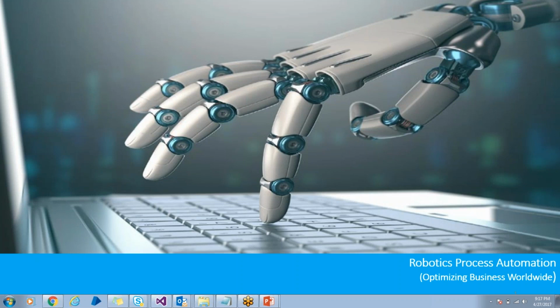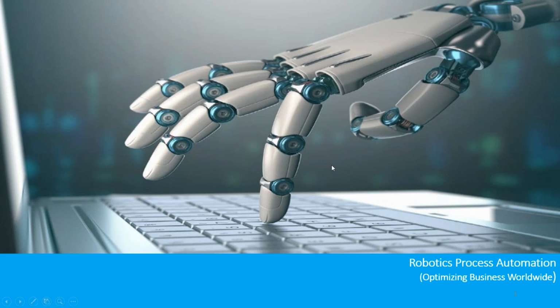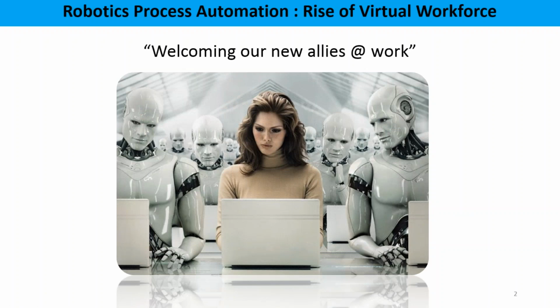So, moving forward, what is robotic process automation? Guys, please stay on mute, and whenever required, you can unmute and discuss. Robotic process automation is the rise of a virtual workforce. That means that down the line, in 5 or 6 years, everything should be automated and everything will be worked by a robot.